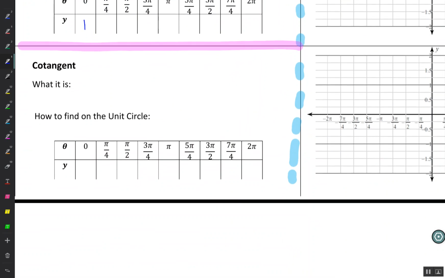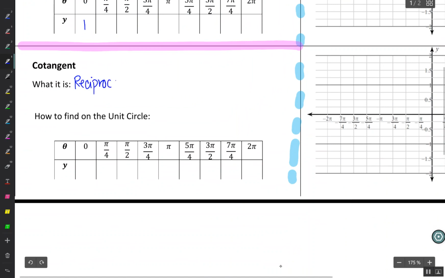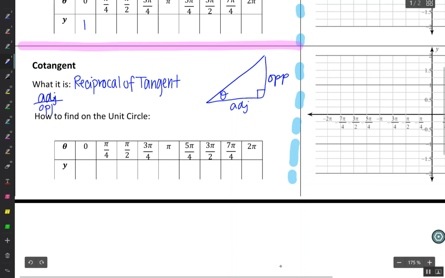All right, and finally we have cotangent, which you could probably guess is the reciprocal of tangent. So tangent of theta is opposite over adjacent. So cotangent is going to be adjacent over opposite. So we abbreviate it COT. So the cotangent of theta is 1 over tangent, and vice versa.